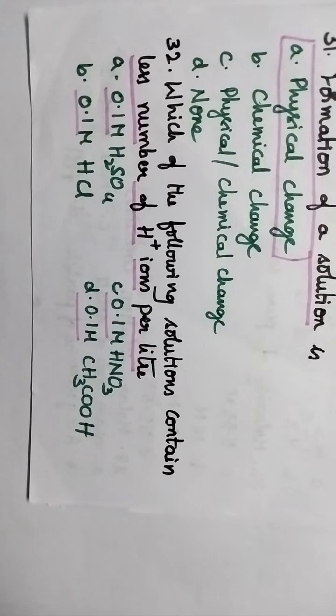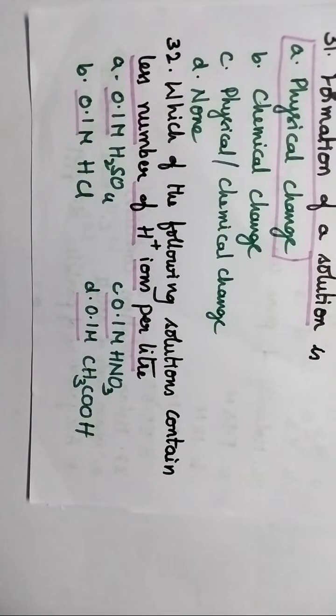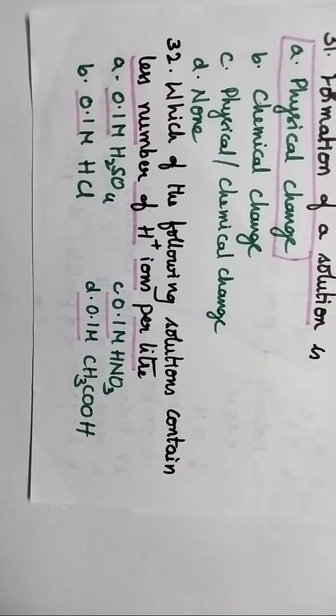Option A, 0.1 molar sulfuric acid. Option B, 0.1 molar HCl. Option C, 0.1 molar nitric acid. Option D, 0.1 molar acetic acid. Very good, listen to me carefully.